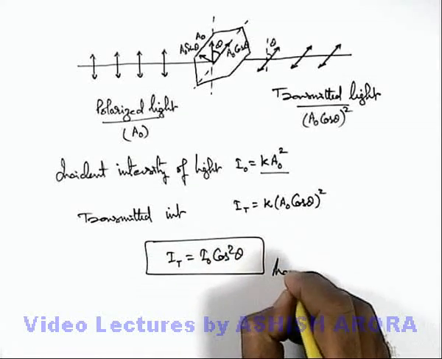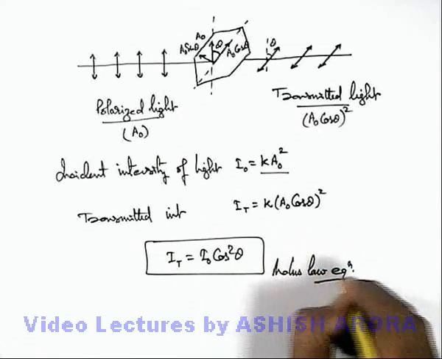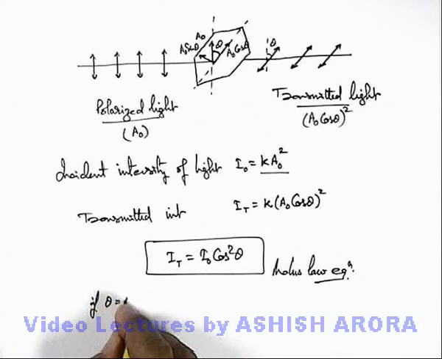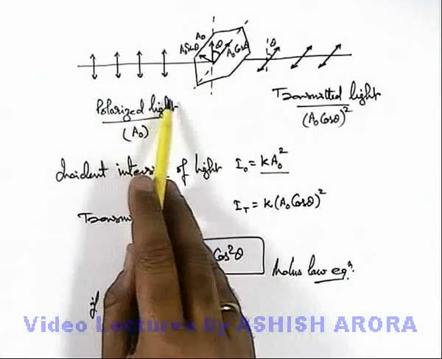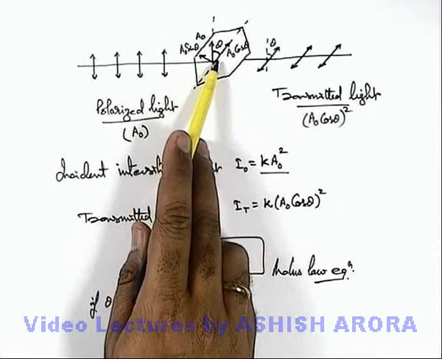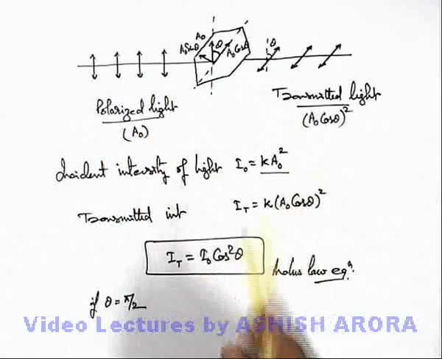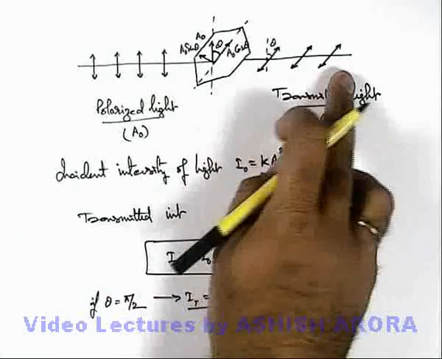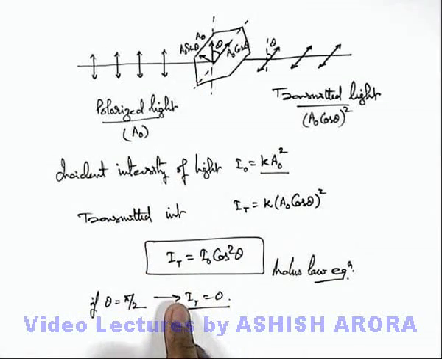This is the mathematical form of Malus's Law, which is called the Malus's Law equation. In this situation we can see that if theta becomes pi by 2, that means if a Polaroid is placed in the path of polarized light such that its transmission axis is at 90 degrees, or perpendicular, to the plane of oscillations of the polarized light, the transmitted intensity will be 0, or no light will pass through it, because all vibrations are perpendicular to the transmission axis of the Polaroid.